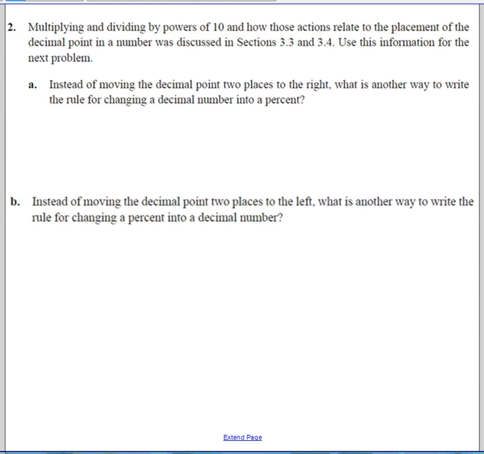But instead of moving the decimal point 2 spaces to the right, what is another way to write the rule for changing a decimal? So when we're moving the decimal 2 spaces to the right, remember it's getting bigger, and so we show getting bigger by multiplying. So that is the same as multiplying by 100. 10 would move 1 decimal place, so 100 moves 2 decimal places.